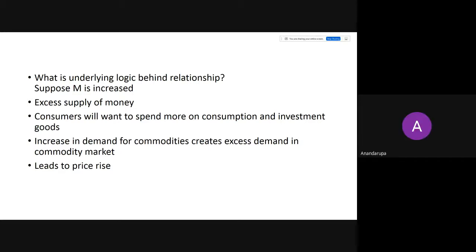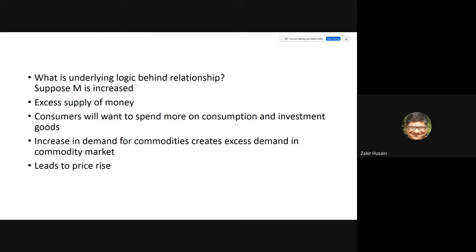Since in this approach speculative demand is not considered, for the case of excess supply of money, any changes of interest rate will also not be considered. So far, we don't see any role of interest rate coming over here. The only change is in P.